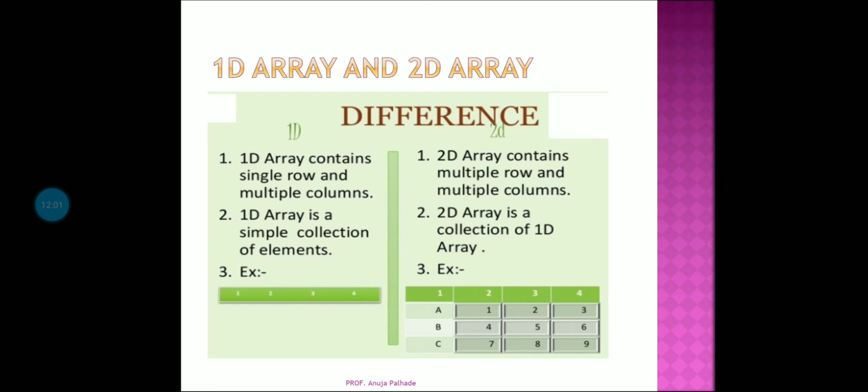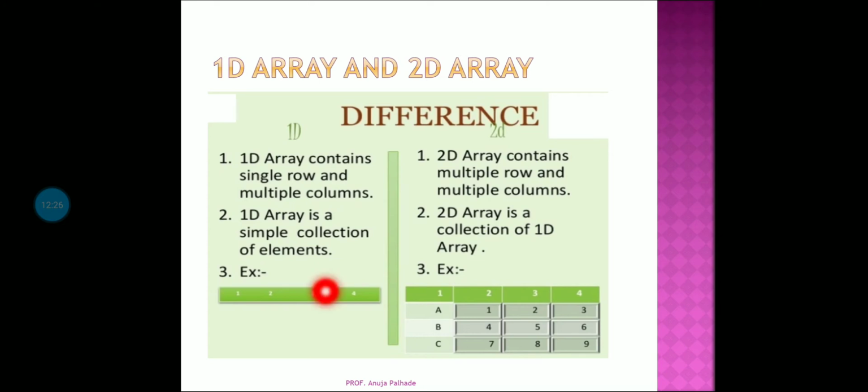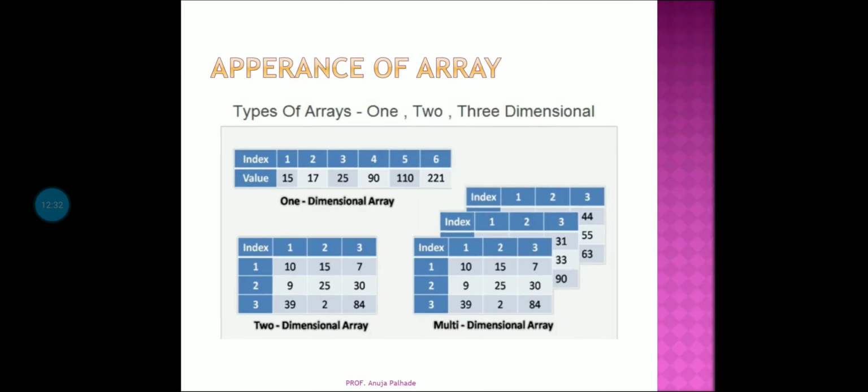So a 1-dimensional array contains a single row and multiple columns, whereas a 2-dimensional array contains multiple rows and multiple columns. Clear? So a 1-dimensional array is a simple collection of elements, whereas a 2-dimensional array is a collection of 1-dimensional arrays. You can see row A is a 1-dimensional array, row B is a 1-dimensional array, row C is a 1-dimensional array. So this is the collection. A 2-dimensional array is a collection of 1-dimensional arrays. You can say it like that.